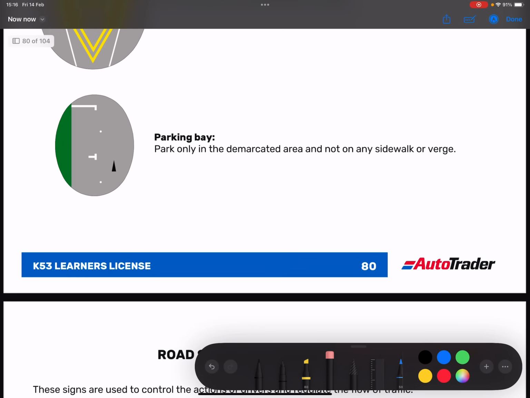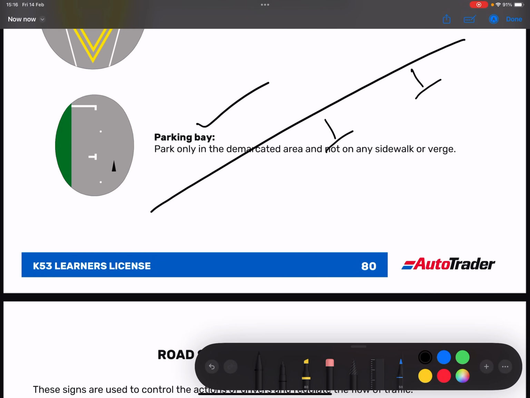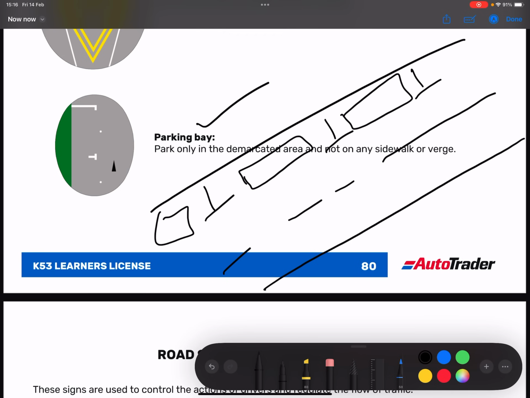Right. And then you come to the parking bay. So you park your vehicle only on the demarcated area and not on the sidewalk. This is your parking bay. You park your vehicle there. Normally you find it like this. It's the road. Vehicles are going there. You only park your vehicle there. You don't just park your vehicle anywhere.